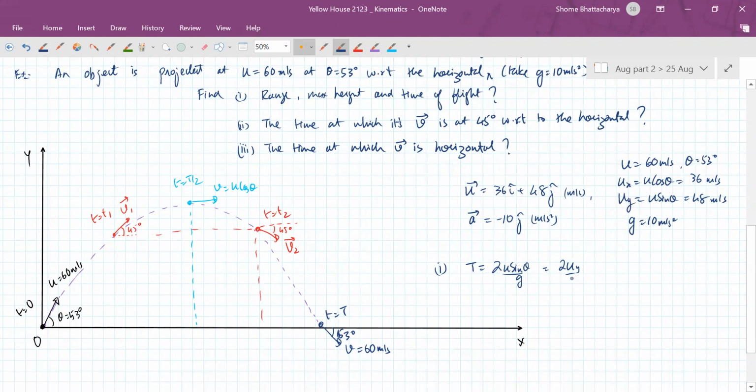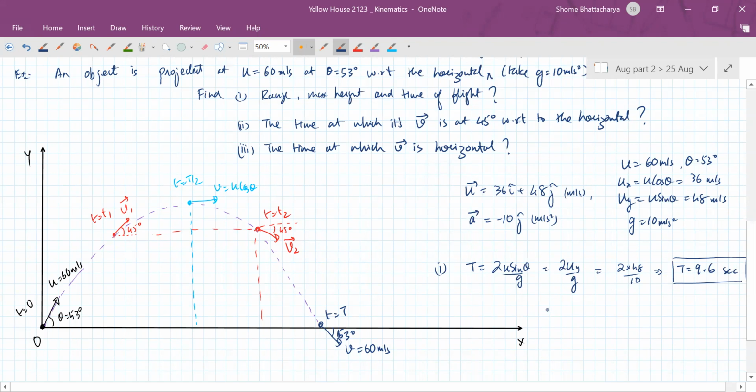Understood? Okay. So that will also come into the picture when we do the second part, where the angle has become 45. Anyhow, in the first part, the time of flight therefore becomes 2 into 48 divided by 10, or it becomes 9.6 seconds.